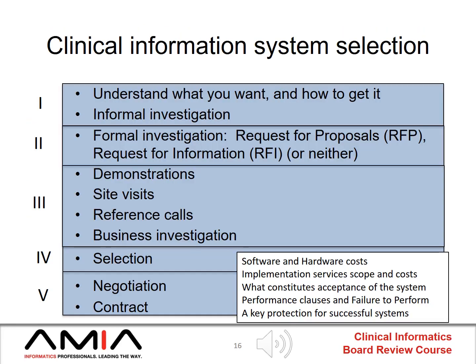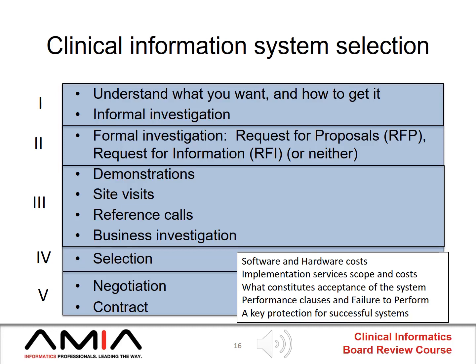And here's an overview of the process for clinical information system selection. It is divided into 5 layers. The first layer is to understand what you want and how to get it, and informally investigate, ask colleagues, go to meetings. Secondly, it may be appropriate to have a formal investigation, which may or may not include an RFP or an RFI, and we'll talk more about this later. Third, one needs to see what it is that you're considering. This can be achieved in many ways, such as demonstration site visits, calls to others who are using the system, and it should be coupled with a business investigation, which we'll discuss a little bit later.